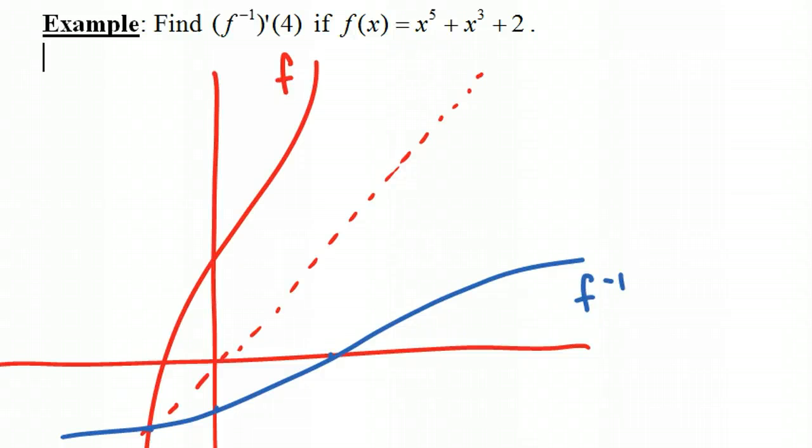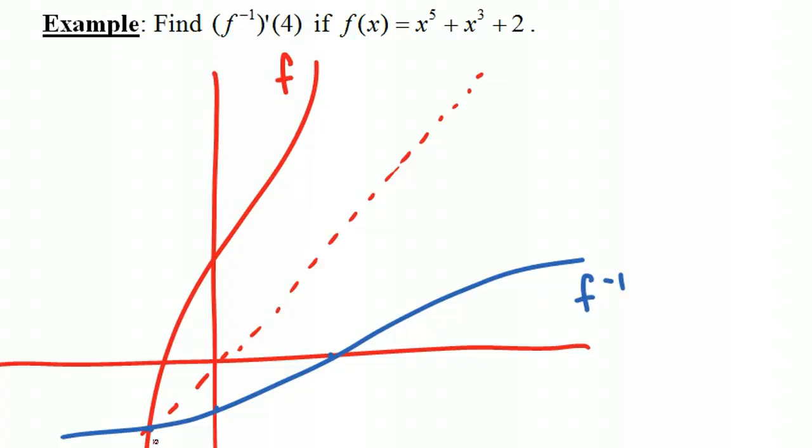In this video, we're going to do an example of taking the derivative of an inverse function. The question is to find f inverse prime of 4, the derivative of f inverse at x equals 4, if f of x is x to the fifth plus x cubed plus 2. I've drawn the graph of f of x right here, and it is a one-to-one function.